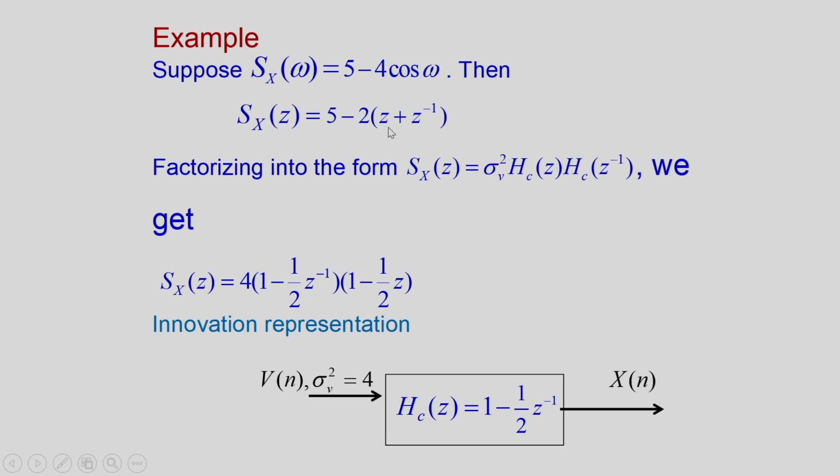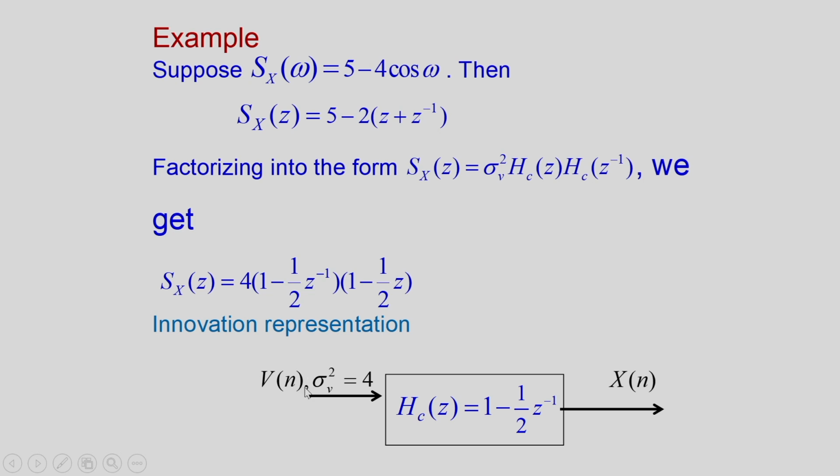We can factorize by the ordinary method of factorization, and we get Sx z equal to 4 into 1 minus half z inverse into 1 minus half z. This is the causal part, and this is the anti-causal part. Therefore, we have the innovation representation.